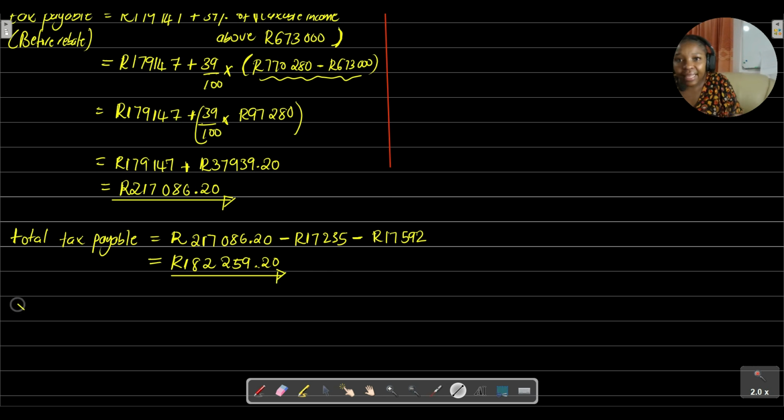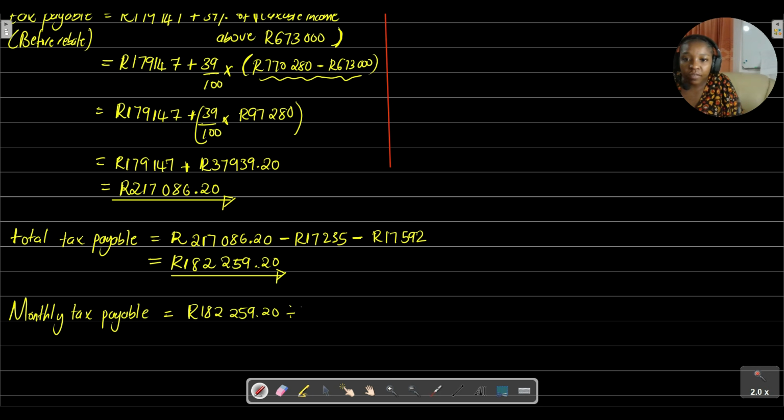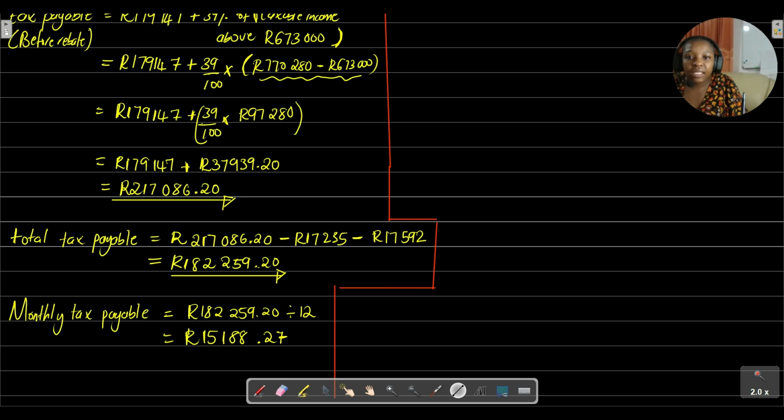So therefore the monthly tax payable is just going to be this amount of 182,259.20 divided by 12. How much do you get? 15,188, I'm just going to say 27. Okay, that is how much he pays towards his tax monthly, obviously if he has medical aid. Now let's look at the other scenario.